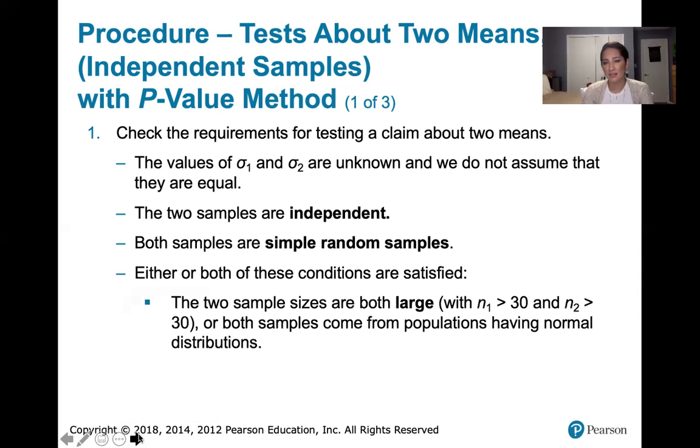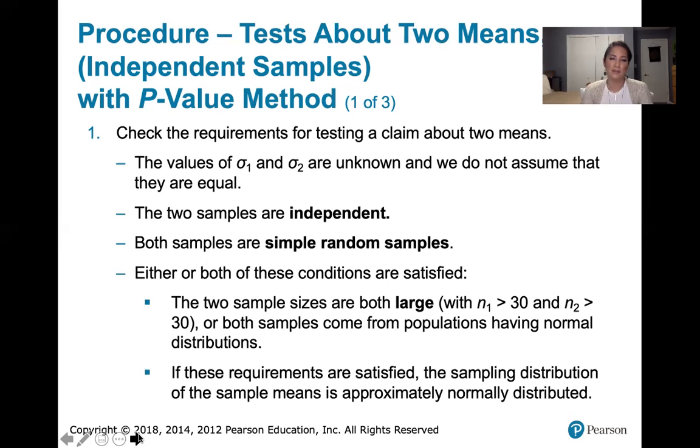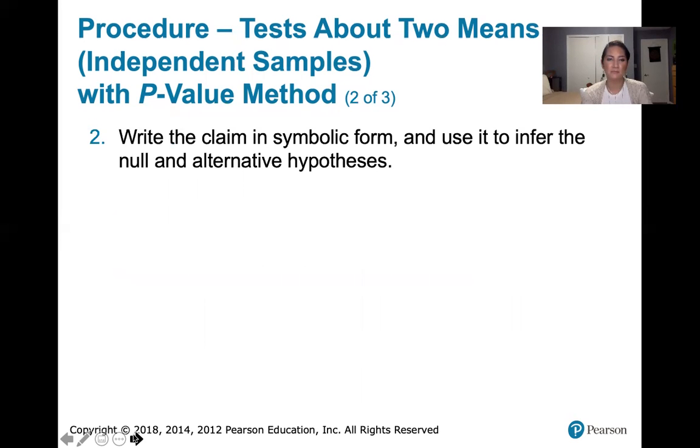Either both sample sizes are large, so both sample sizes are greater than 30, or both samples come from populations having normal distributions. If these requirements are satisfied, then we can say that the sampling distribution of the sample means is approximately normally distributed. And that means it's appropriate to use the p-value method, the critical value method, or the confidence interval method that we're going to talk about in the next few videos.